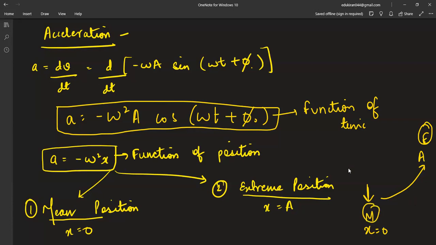Ma'am, did we finish velocity in the last class? Did we finish velocity in the last class? Yes. Velocity was completed in the last class.